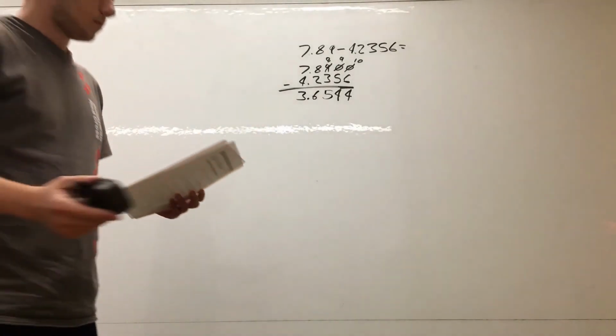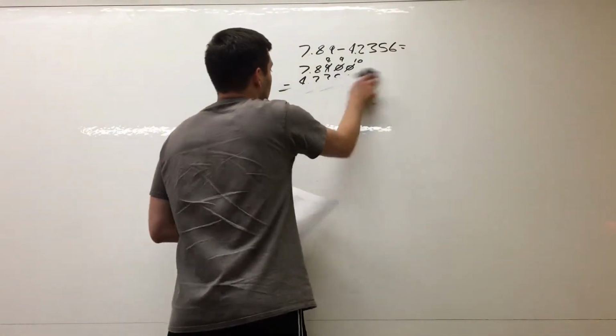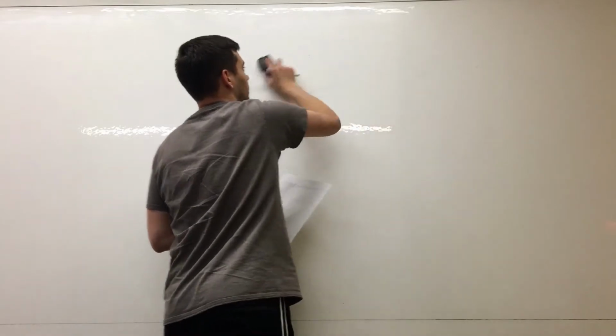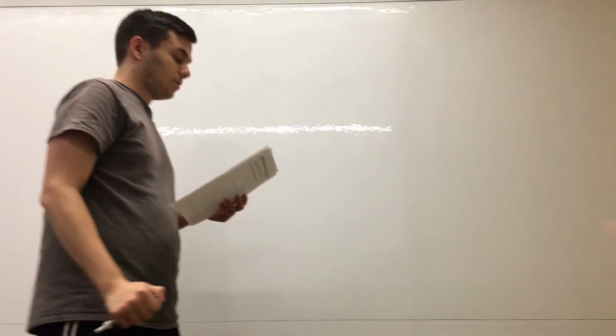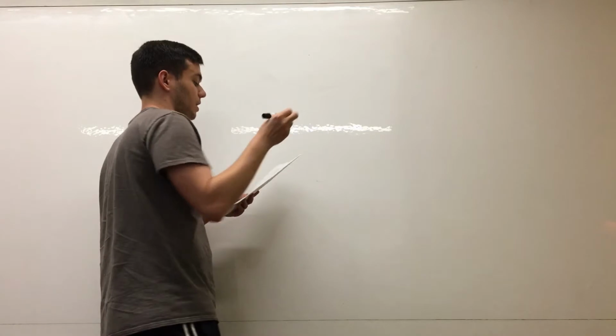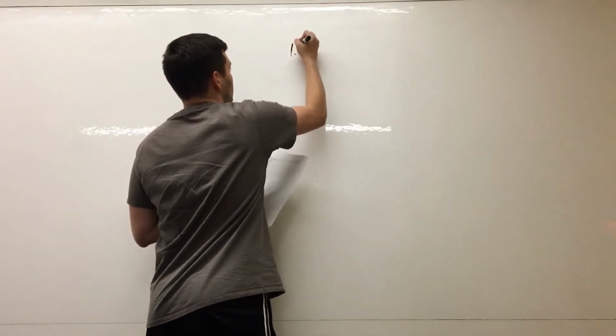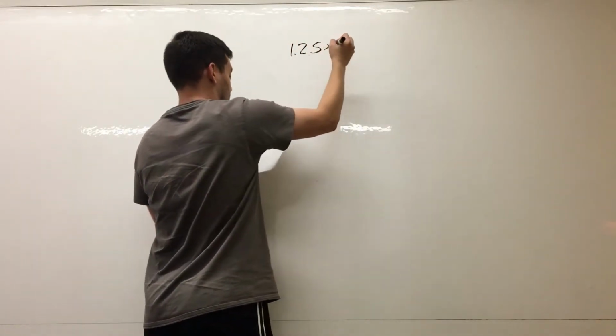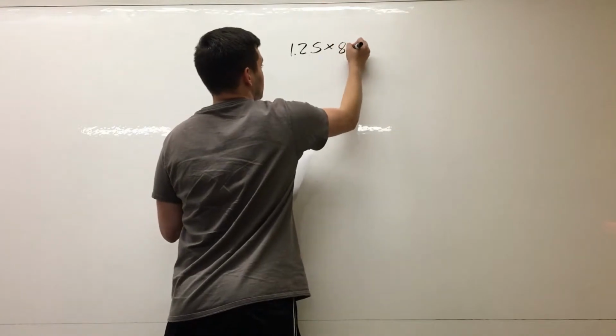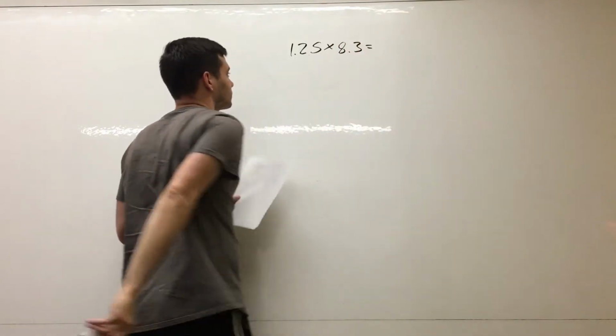Alright, so moving on to multiplying decimals, we multiply just like it's a regular number, and at the very end we worry about the decimal place. So let's try 1.25 times 8.3. Okay.